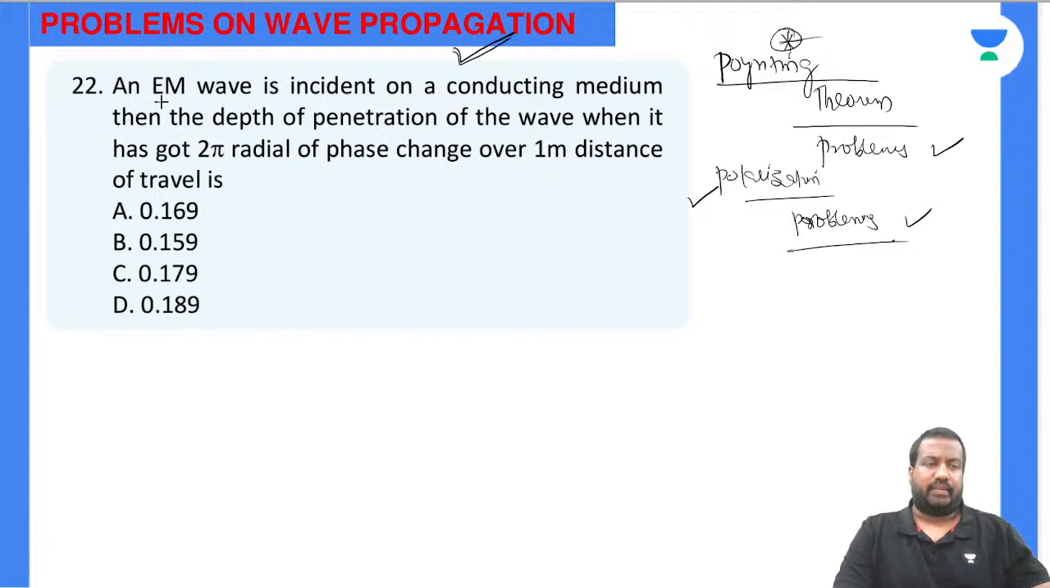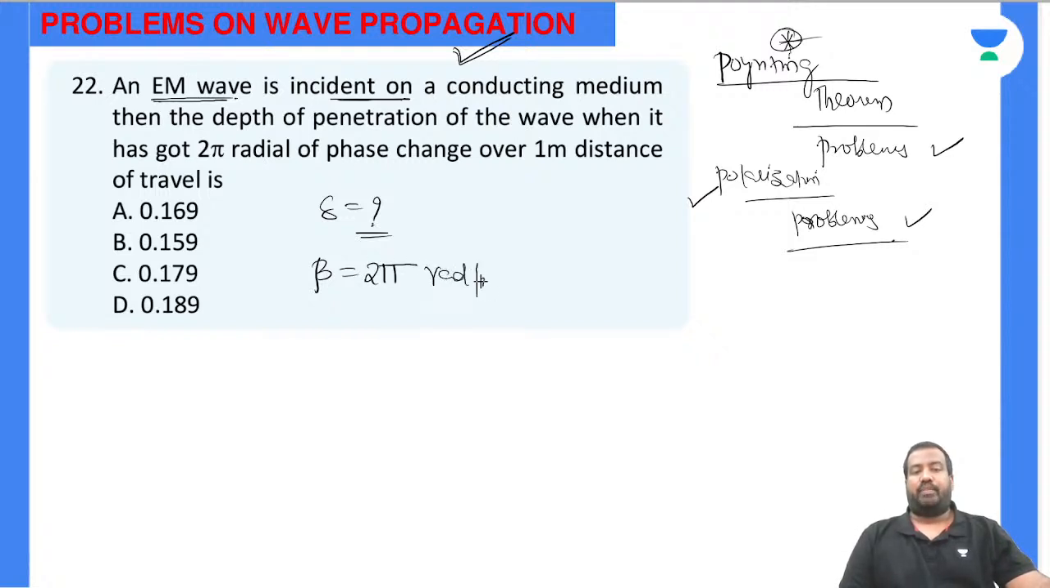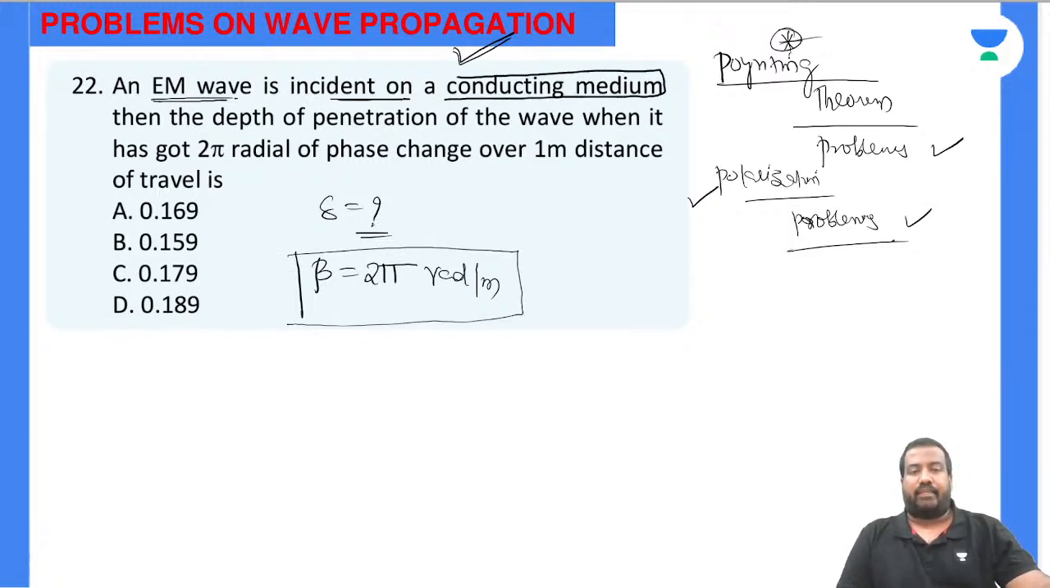This is very simple actually. An EM wave is incident on a conducting medium. Then the depth of penetration of the wave, delta, is asked, when it has got 2 pi radian of phase change over 1 meter. Phase change over 1 meter is given by beta. How much is beta given? 2 pi radian per meter. Given data is beta is 2 pi radian per meter, and it is a conducting medium.